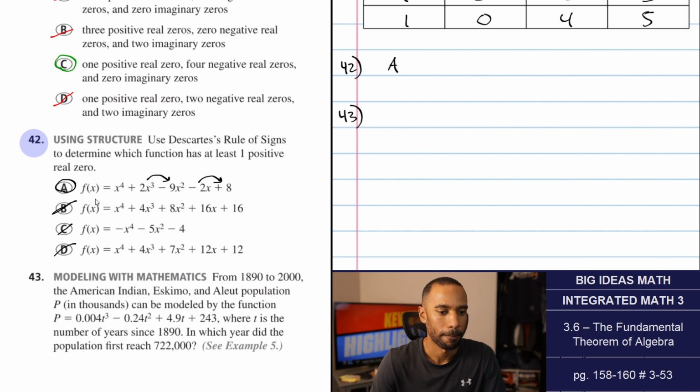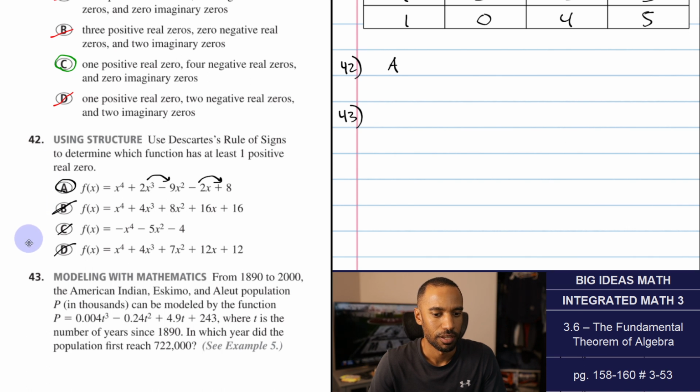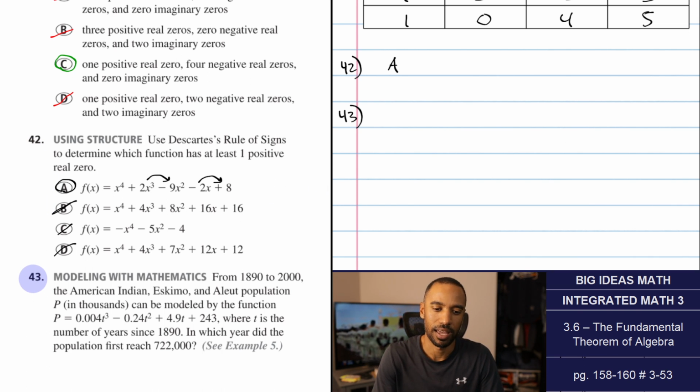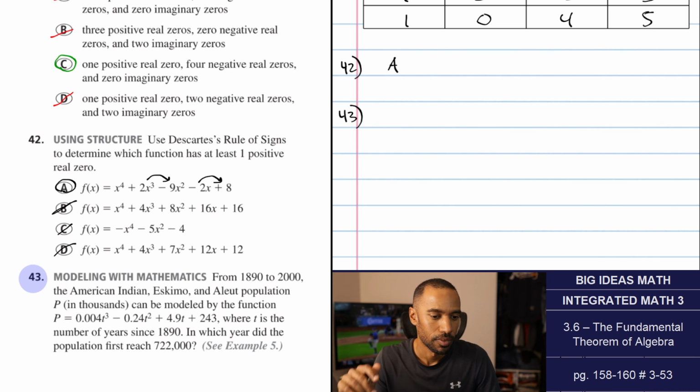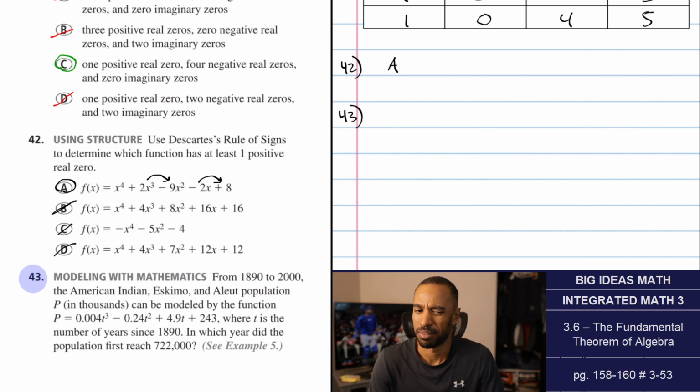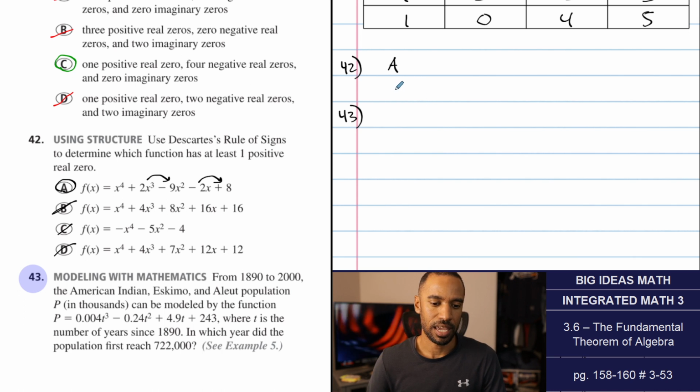Number 43. Modeling with mathematics. From 1890 to 2000, the American Indian, Eskimo, and Aleut population P in thousands, maybe Aleut, I don't know, can be modeled by this function. Looks like a calculator usage possibly. Where T is the number of years since 1890. In which year did the population first reach 722,000?